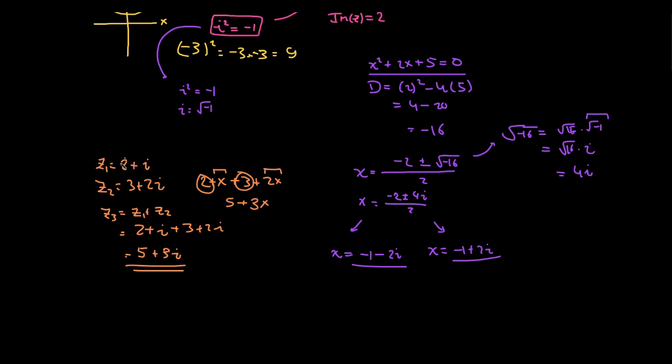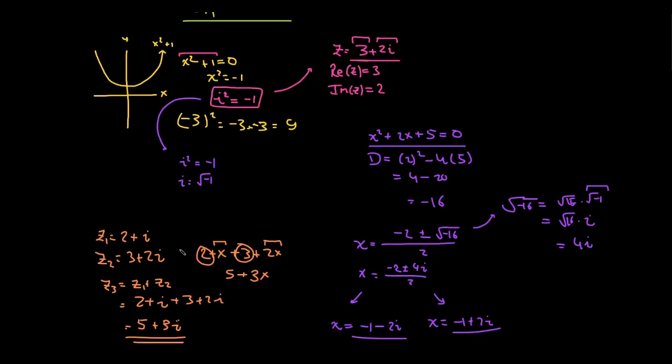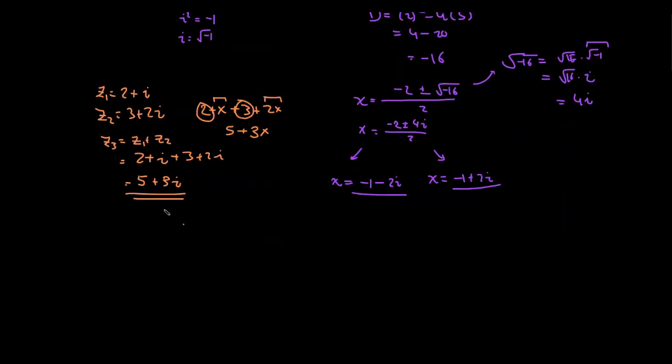Because this real part is 2 and this real part is 3, that gives me 5. This imaginary part is 1, this imaginary part is 2. 1 plus 2 gives me 3. That's another way to think about it.